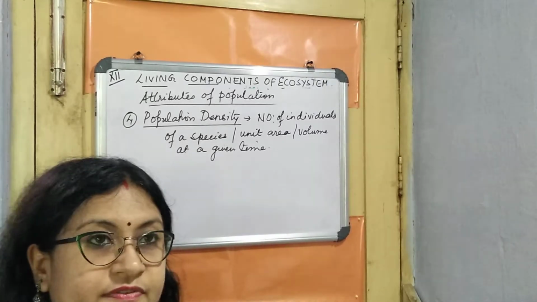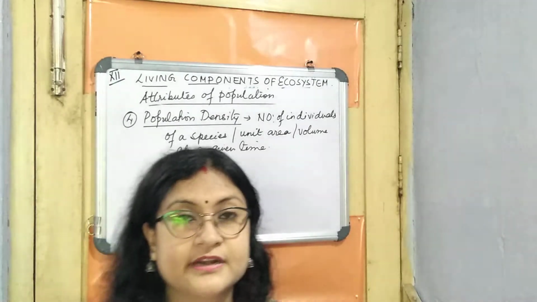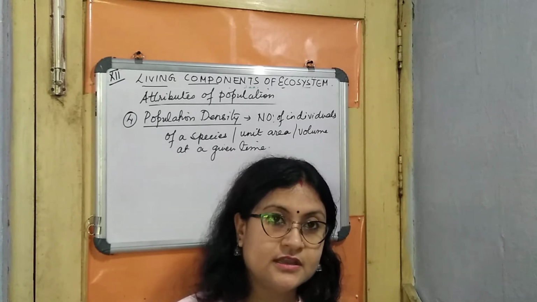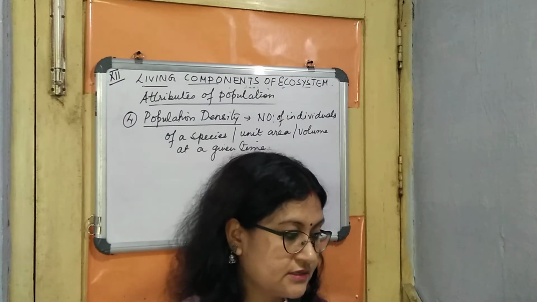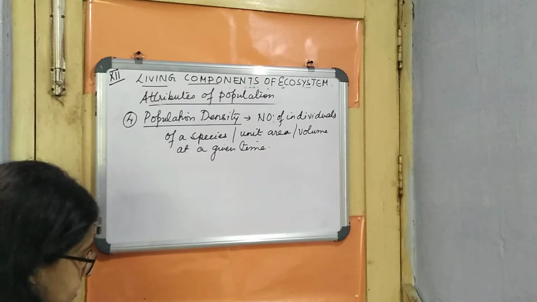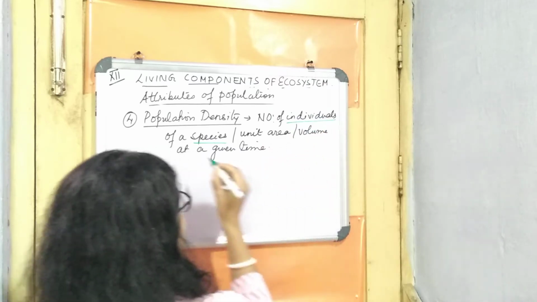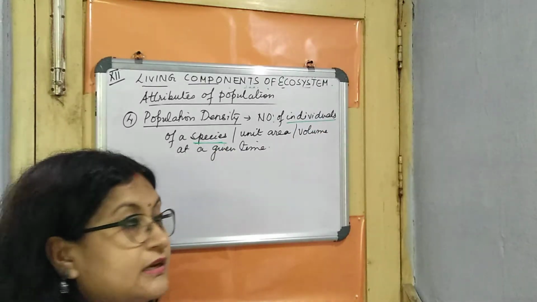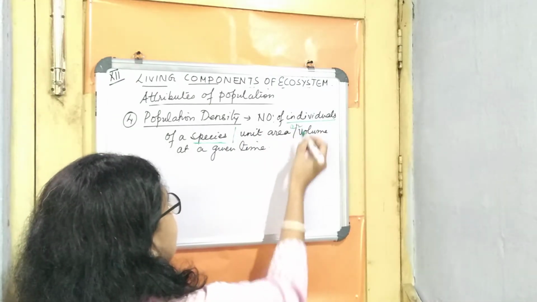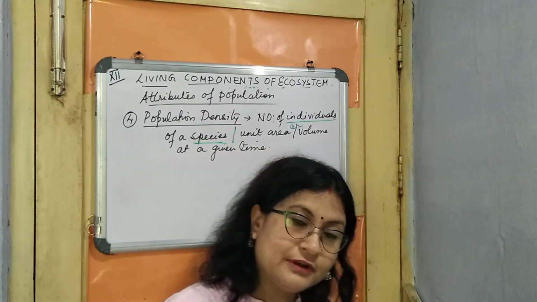So we will continue with this video, that is the next attribute of population, that is number 4 attribute, that is population density. This we have learnt in class 10, but here we will learn a little bit in detail. Population size or population density is defined as the number of individuals of a particular species, it can be any species, which is present per unit area or volume at a given time. So this is how we define the population density.